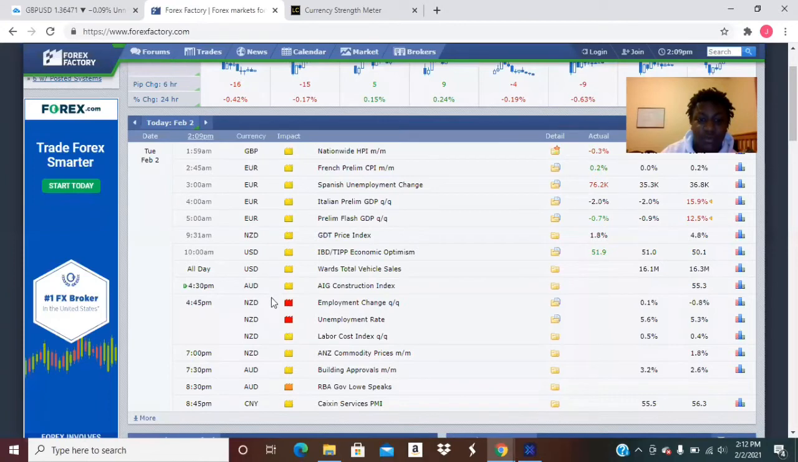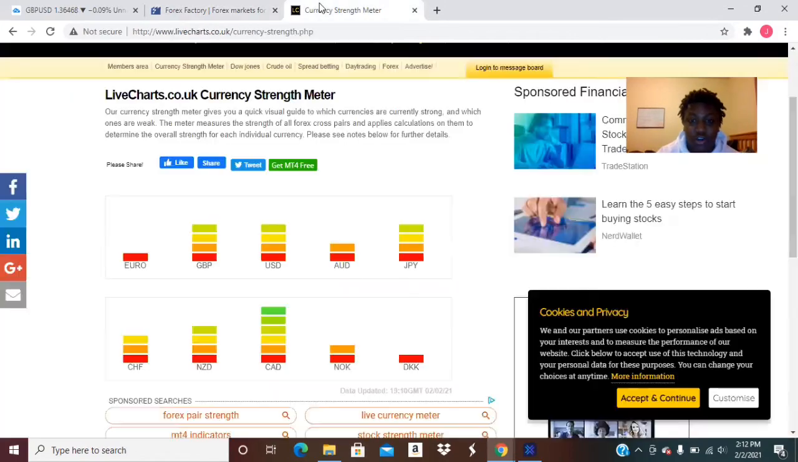And let's look at Forex Factory. Let's look at the US dollar. All day, the US dollar has a yellow folder. So that means you can trade anything that ends with USD or anything that begins with USD. Let's look at GBP. GBP is yellow all day. We don't see any red folders with it. Anything that has the British pound in it, you can trade it. You can buy it. You can sell it. Doesn't matter. Just use the currency strength meter to know whether to buy or sell.